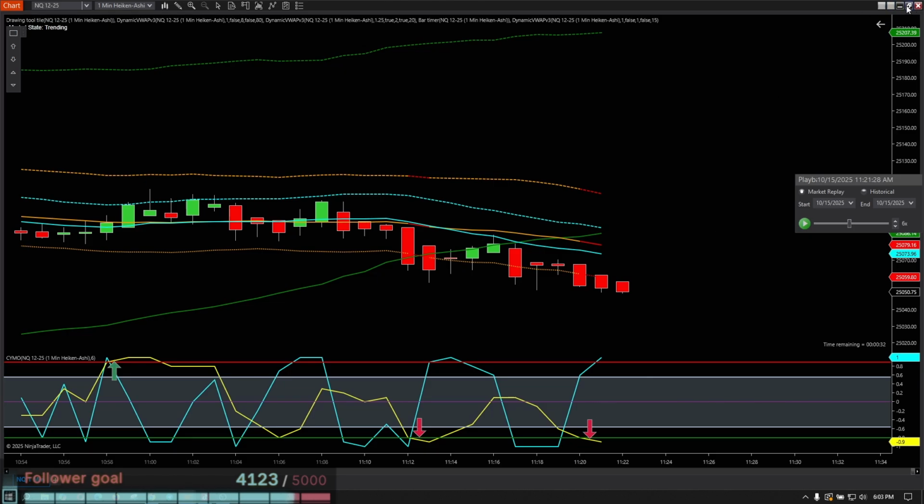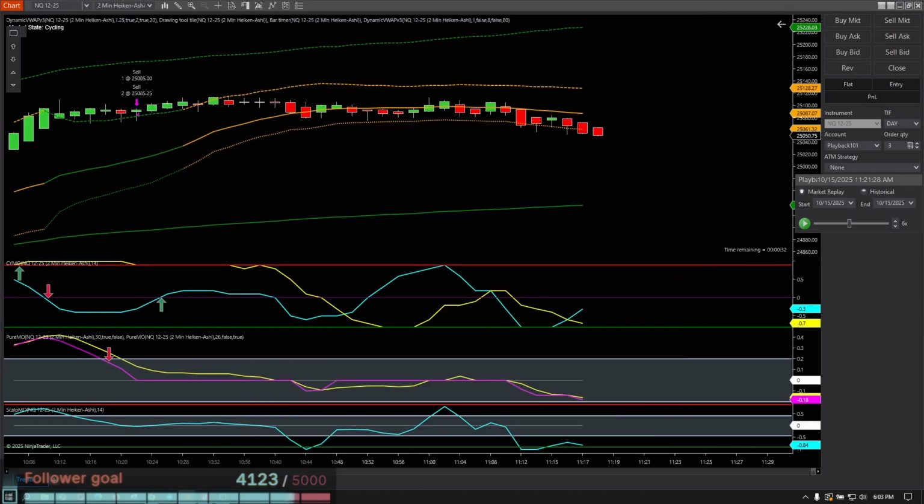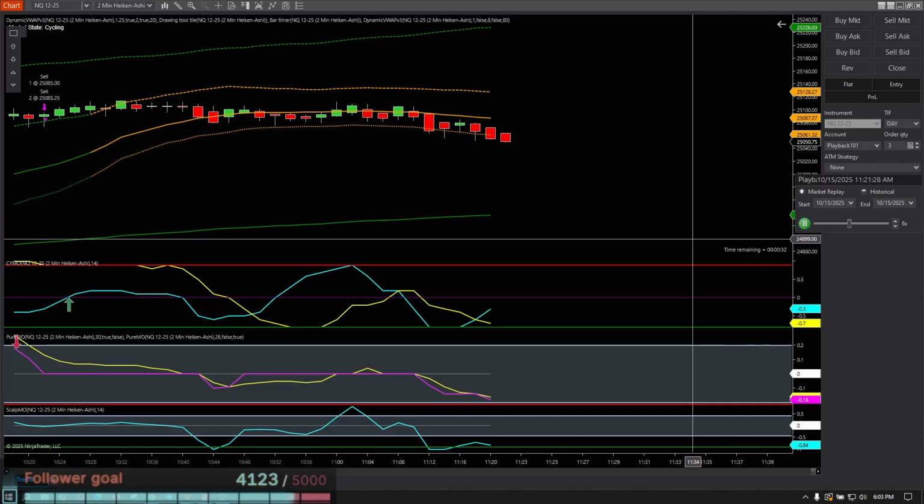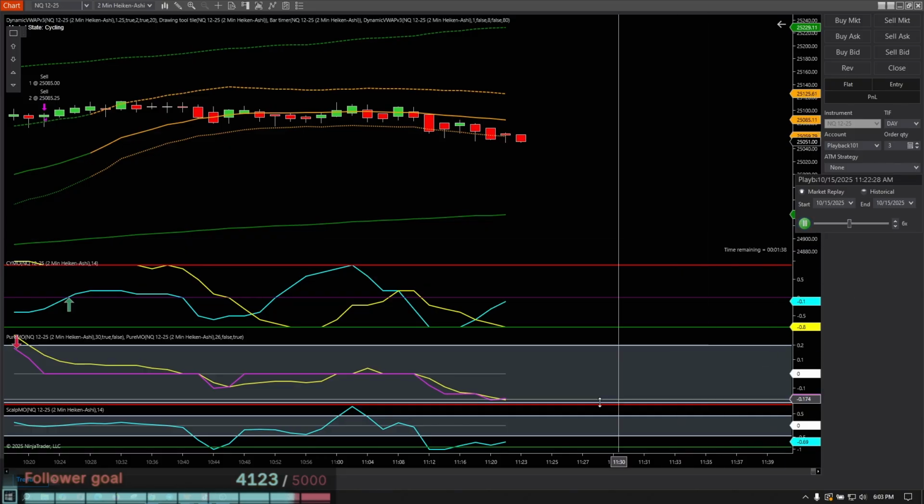We got to ask ourselves, is this the early onset of a trend? And here we go. Yeah, momentum down, cycle down. Momentum is almost about to shift right there. Let's see if it does, okay? Nope, it didn't. Look at that.